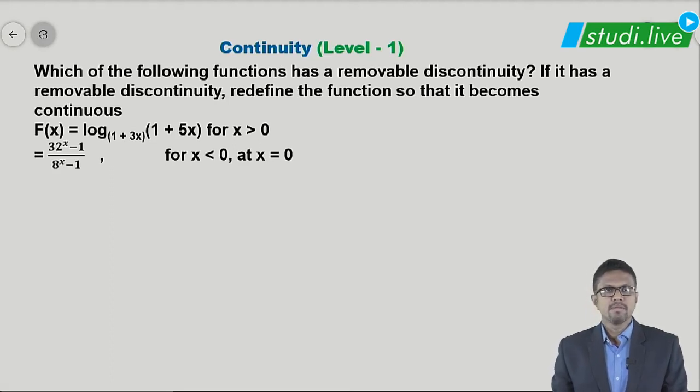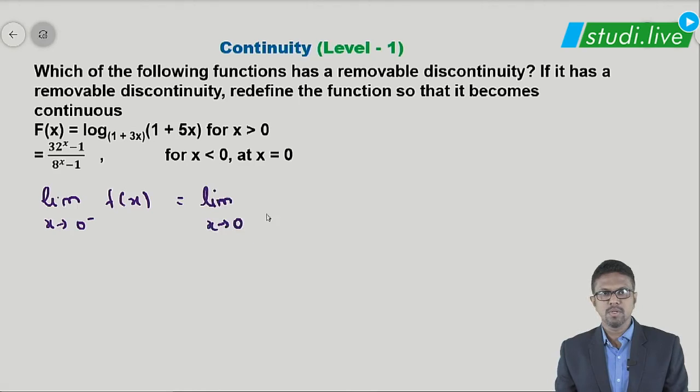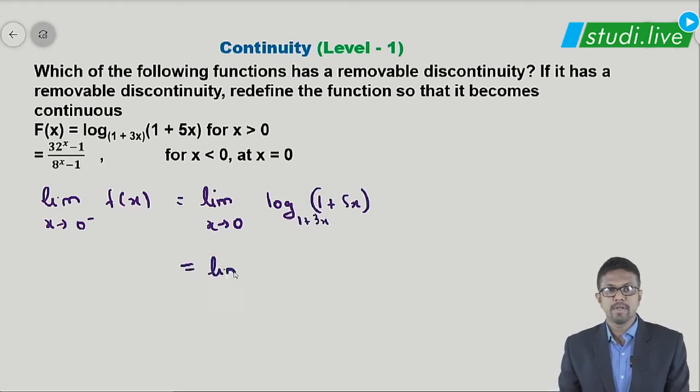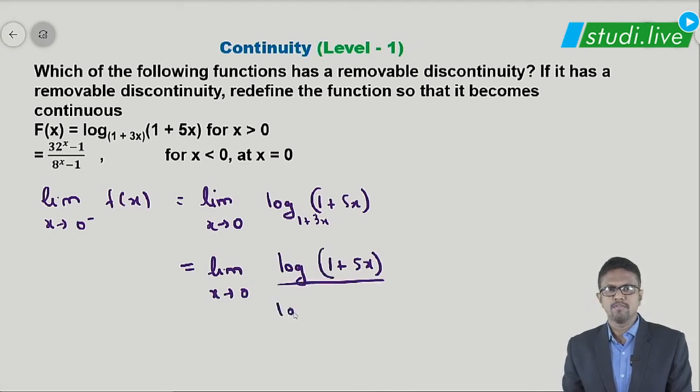Okay. So let us find the left hand and the right hand limit. So limit x tends to 0 minus f of x is equal to limit x tends to 0 log of 1 plus 5x to the base 1 plus 3x. So how can I write this? Of course, I can use the property log of a to the base b is log a upon log b. So I can say this is log of 1 plus 5x upon log of 1 plus 3x.